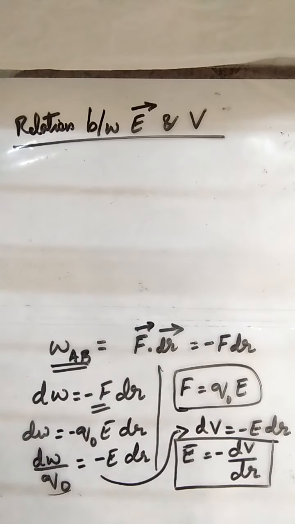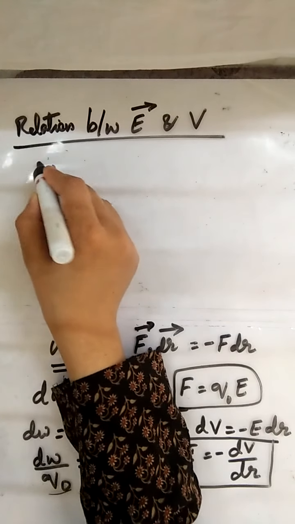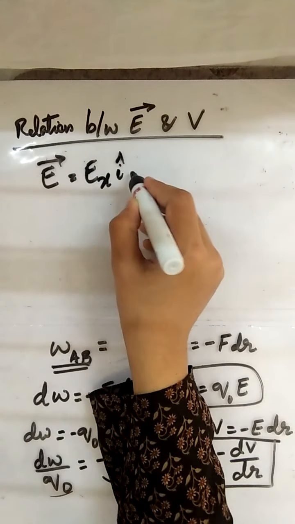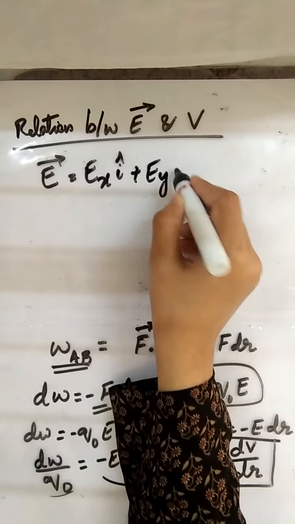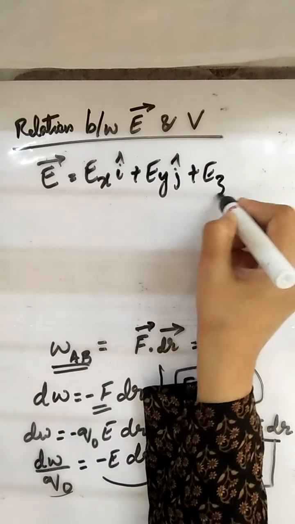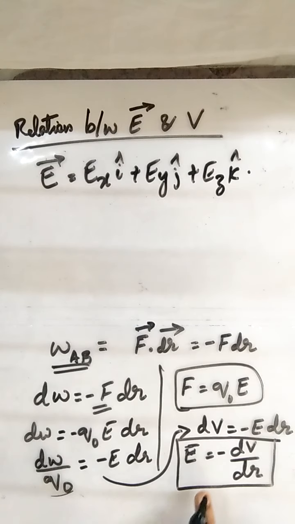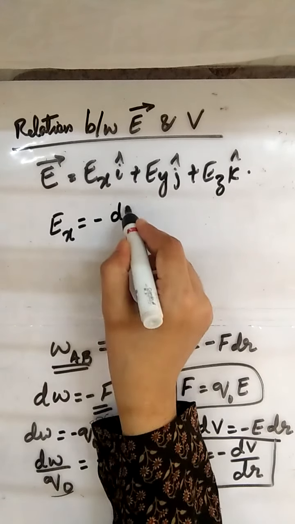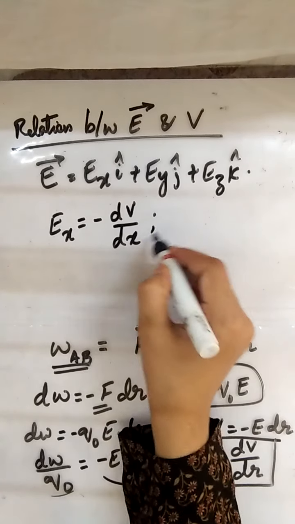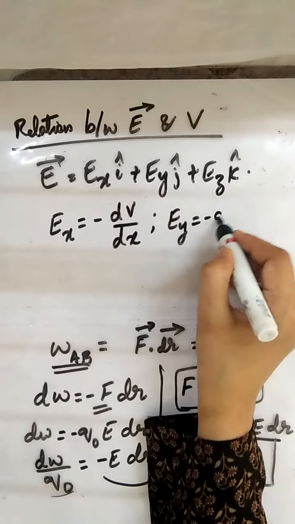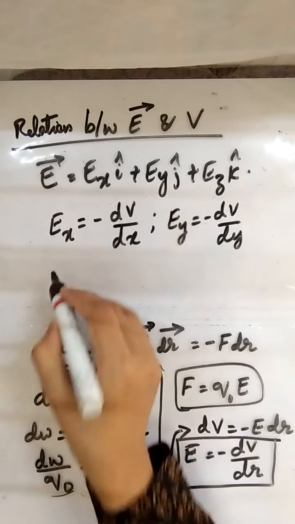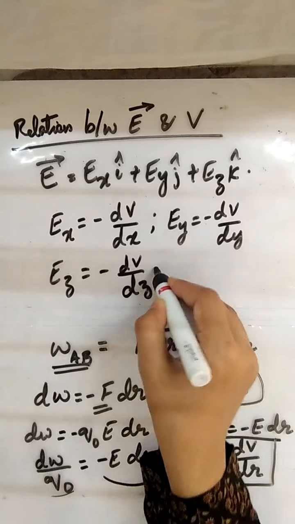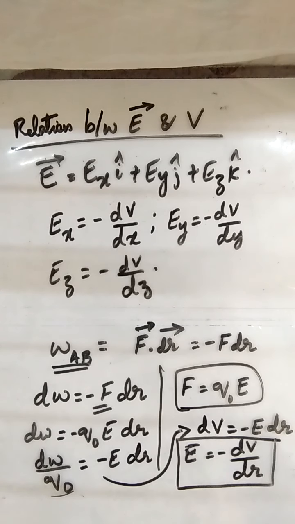Okay. Now, how do I write it in vector terms? E is equal to Ex into i cap plus Ey into j cap plus Ez into k cap. So Ex is equal to minus dV by dx. Also, Ey is minus dV by dy and Ez is minus dV by dz. I hope it is clear to you, right?